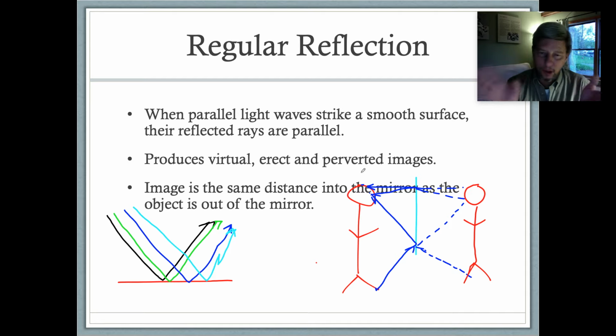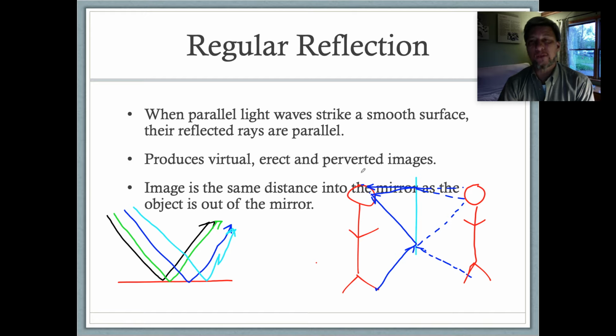Now, before you get all giggly, all right, the word virtual means that it doesn't really exist. You can't reach in and shake your reflection's hand, all right? Your reflection is not a person, all right? It's not real. It doesn't really exist, right? It's a bunch of light waves that have come together in a certain way to produce an image on your retinas. The word erect simply means that it's right side up. The image is not upside down, okay?